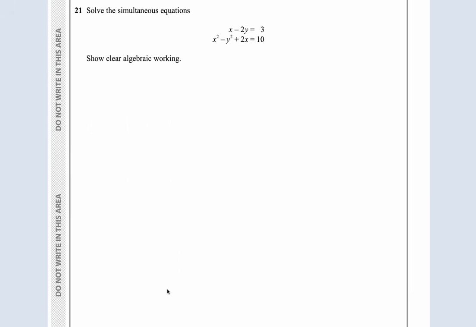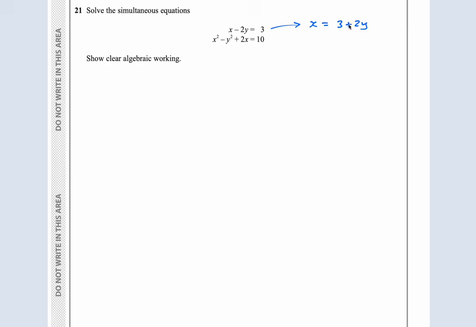Question 21. Solve the simultaneous equations. Here we go. So one is a linear equation and the other is non-linear. So guys, we need to combine these. The way to do it is this guy here, rearrange it and make him x equals 3 plus 2y. So if I just add the 2y to the right, I get this.